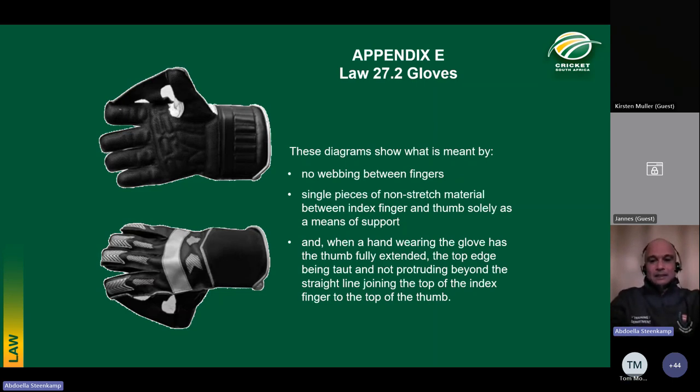No problem. Go ahead. When it comes to the keeper's gloves, no webbing between the fingers. The law allows for a single piece of non-stretch material between the index finger and the thumb, and this is only a means of supporting the area between the thumb and the index finger. So many years ago, you'll find the webbing being a huge piece of material that was outlawed about 15, 20 years ago. Now, the only thing that's allowed on the gloves in terms of webbing is the single piece of non-stretch material.